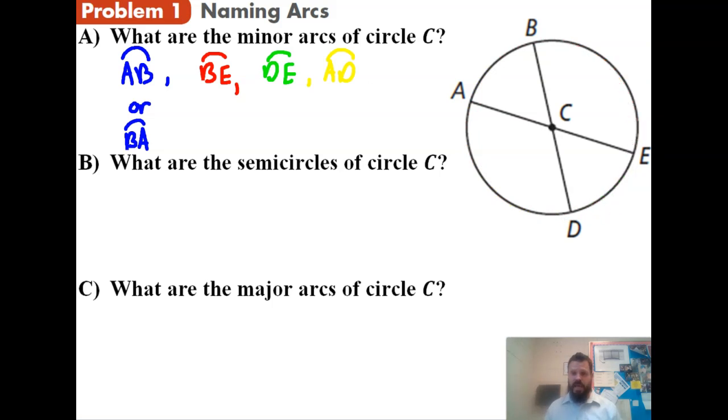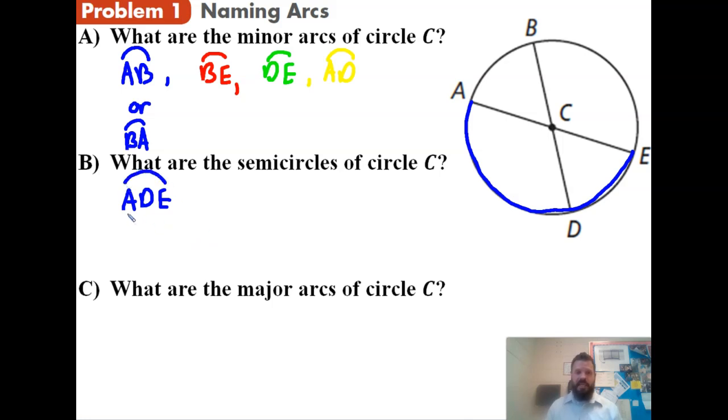All right, part B asks us to name all the semicircles. Now a semicircle we said was half of a circle. So for example, if I shade the bottom of the half of this circle with blue, that'd be an example of a semicircle. Now when I name a semicircle, I actually need 3 points. I'm going to call this one ADE with the arc symbol above it.